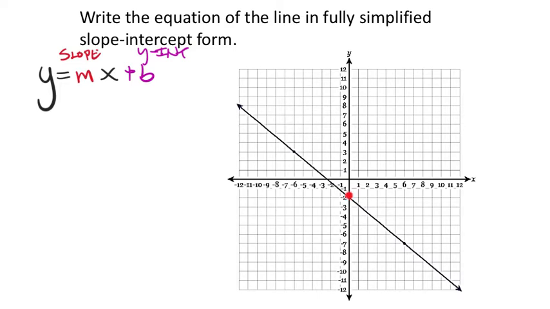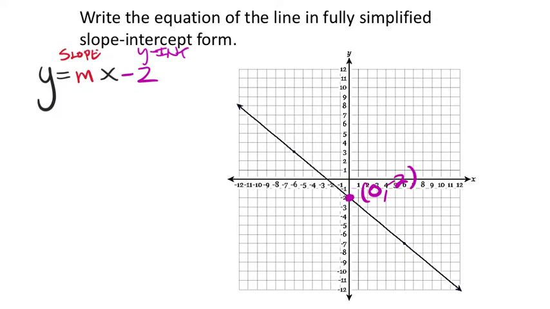Where does the graph go through the y-axis? And I can see it's going through right here. So what is that point? They've even kind of given us a point there, but I'm emphasizing it. That looks to be at the point (0, -2). All right, so my b up here, I'm going to replace it with the y value of the y-intercept, which is -2.